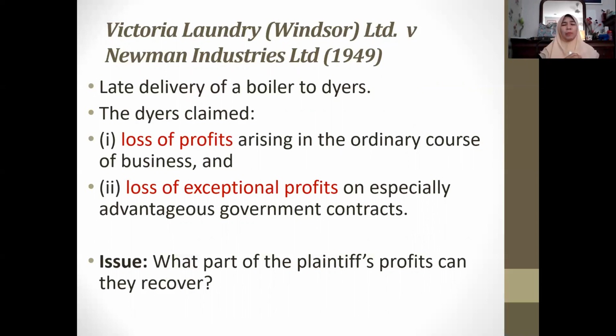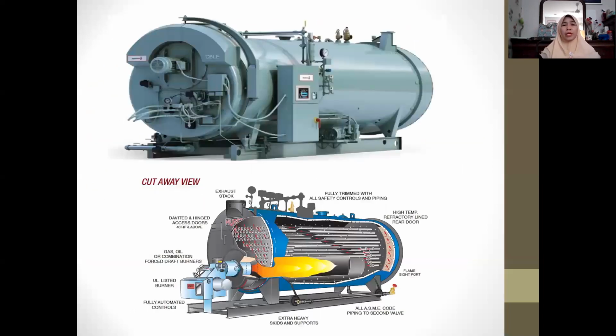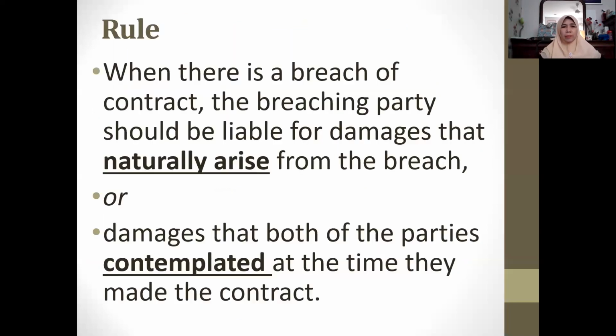Here, what part of the plaintiff's profit can they recover? Because they suffer two categories of profit loss. First, loss of profit because they cannot do business. Another one, loss of exceptional profit that they should have been making if they managed to secure the government contract. So basically, they lost the contract. This is the picture of a boiler, like that. It's a very big plant or machinery in order to do the laundry business.